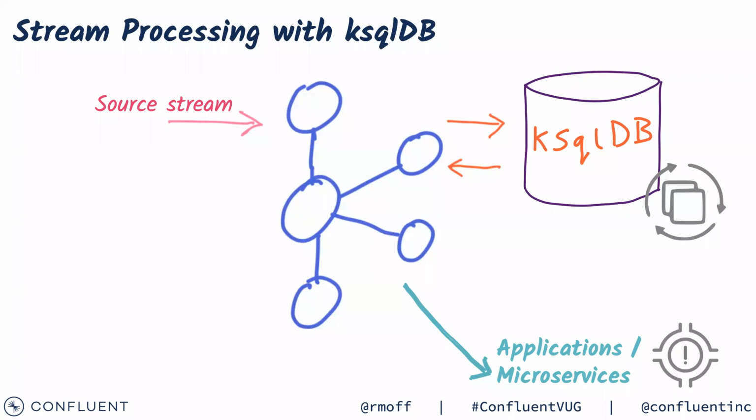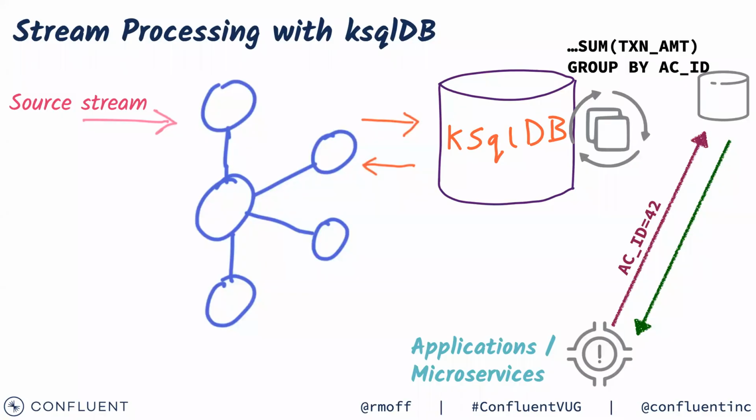Within ksqlDB, it will say, well, I'm running this continuous query, this stateful aggregation. I basically have a materialized view, and here is the result. It says for this particular account, the balance is this.